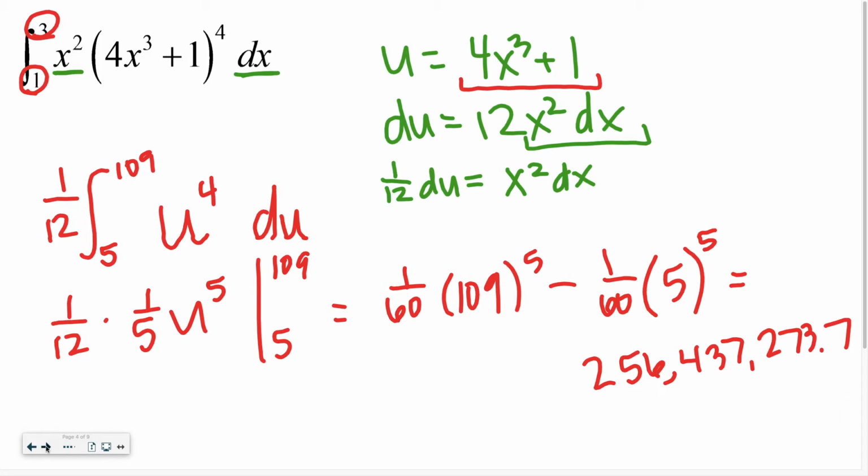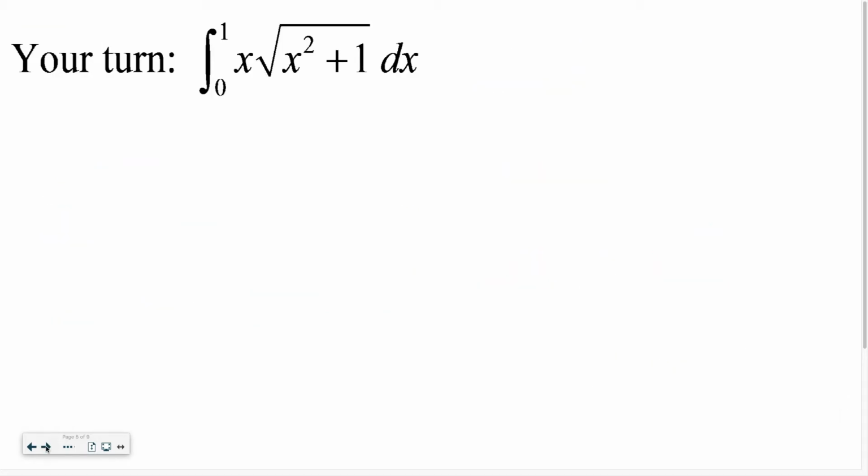Okay. All right. So here's one to do without me. Work together at your pod. Compare your final answers. Pick whichever method you think works best for you. But I want to know what the area under the curve from 0 to 1 of this function is.